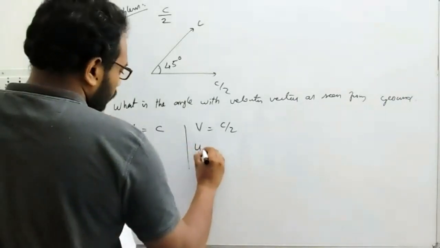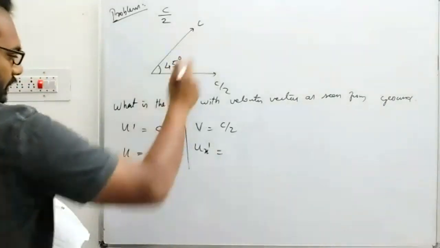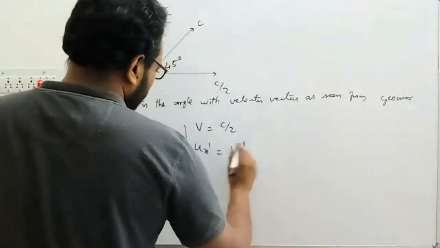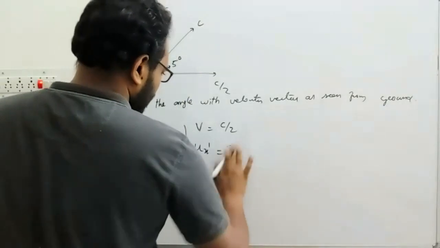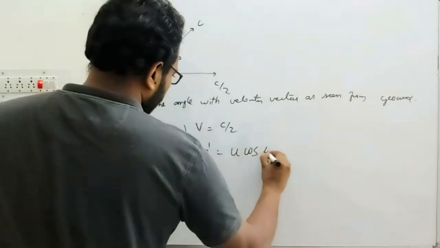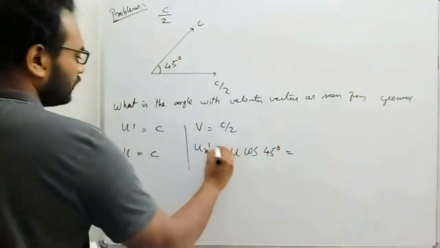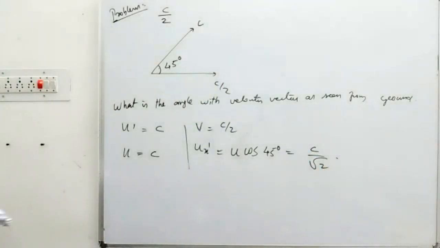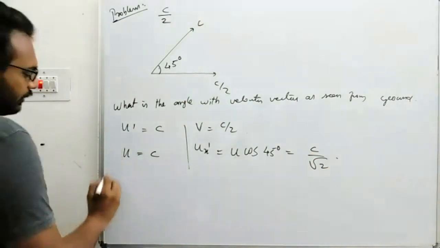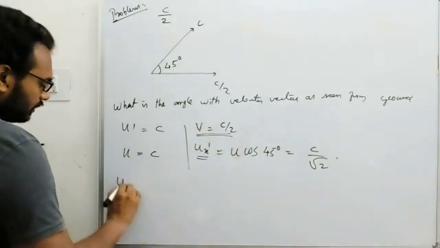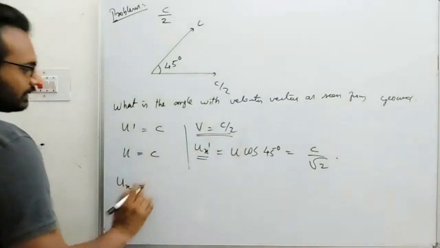So you see that ux prime, the x component of this speed of light, is equal to u cos 45 degree. And what is u? u is equal to c. So it's equal to c divided by root 2. That's ux prime. Now we have to use the velocity addition formula. We've got ux prime, we have got V, we need to find ux. What's ux?